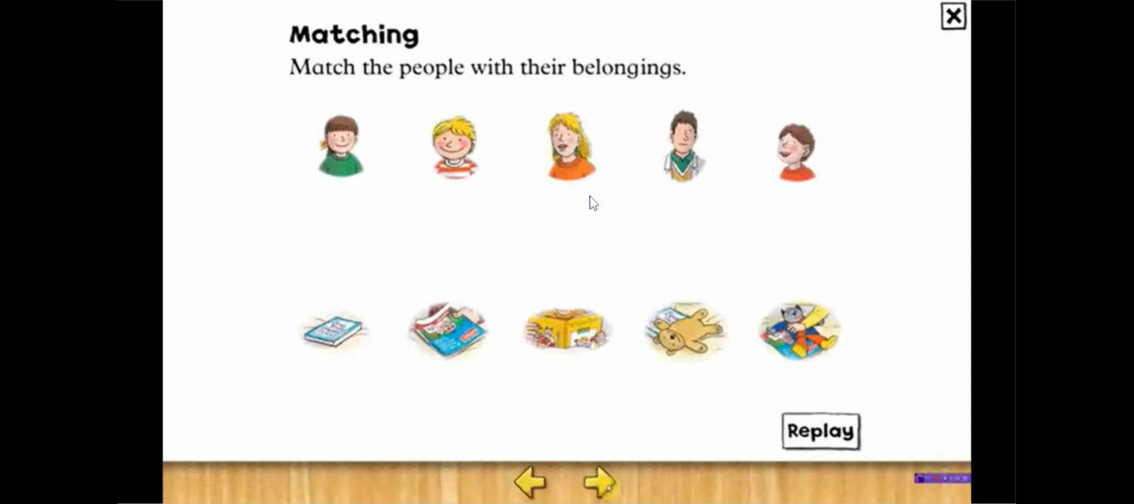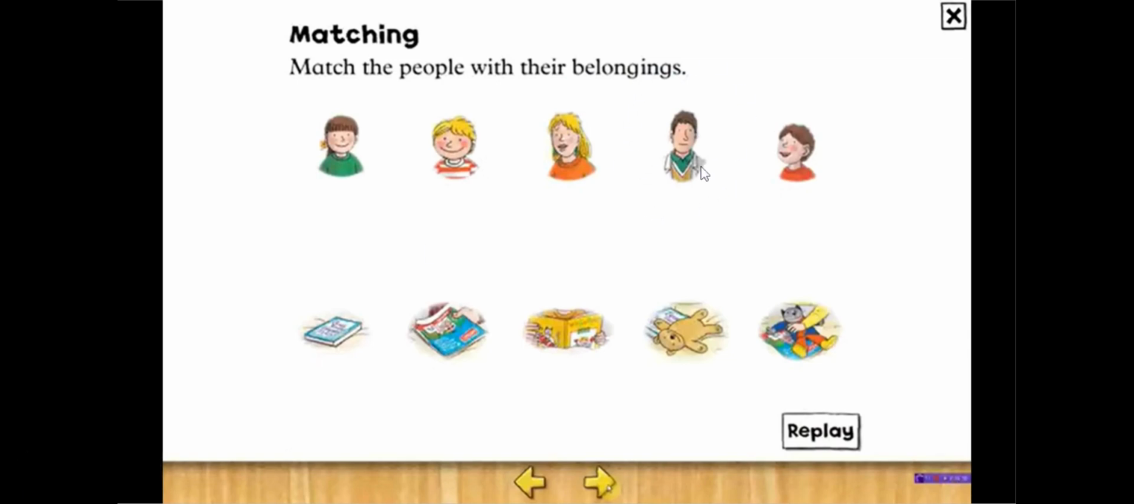How about the mom? Which of these belong to mom in the story? I think mom also had a book. Did mom have the blue and white book or this other book? If you chose the blue and white book, you were correct. Mom had a blue and white book.